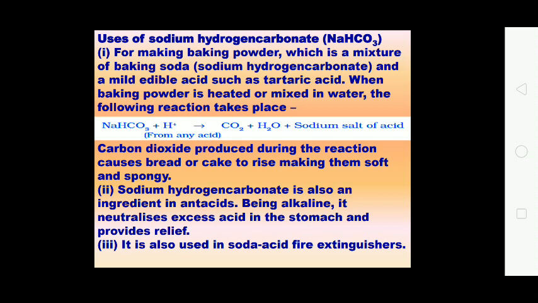When sodium bicarbonate reacts with any acid, so you know acid produces H positive ions, right? So it gets added, and when we heat the baking powder, it produces carbon dioxide, water and sodium salt of that acid. So this carbon dioxide which is produced during this reaction will make the bread and cake rise and make them soft and spongy. As I told you, the carbon dioxide gets trapped inside the food item and it makes them fluffy and spongy.